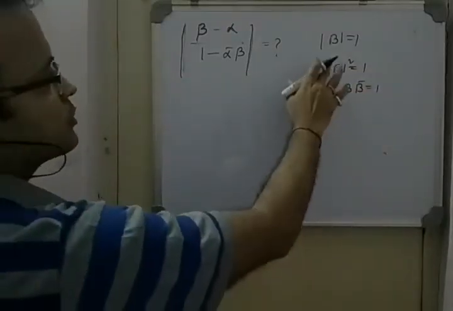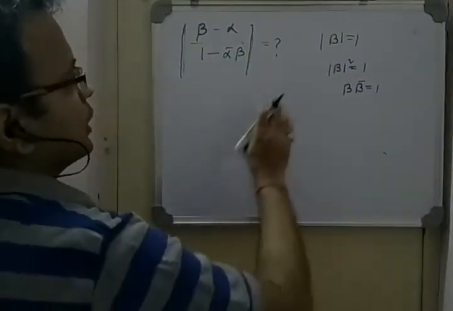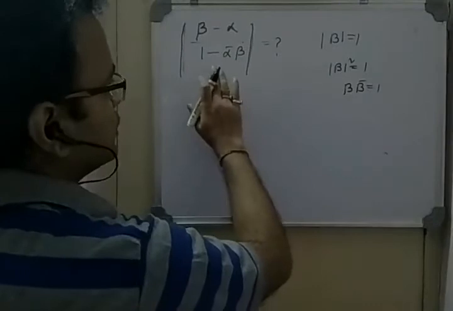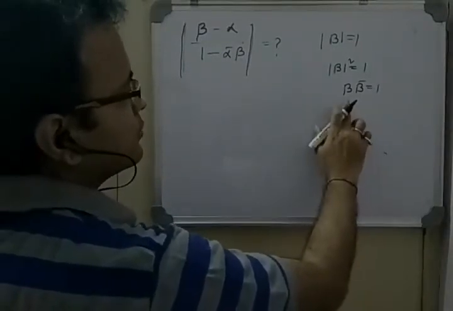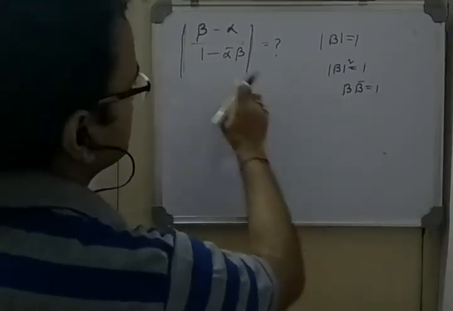Why am I doing this? Because I know mod beta, but I cannot use mod beta directly here. So I am making beta beta bar. I am coming to this form. Then I will use the beta value here.